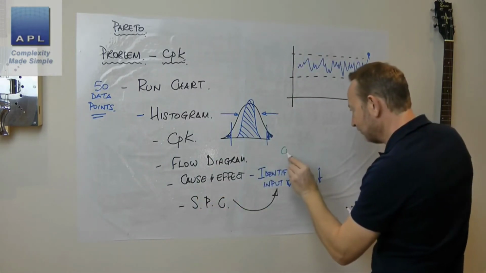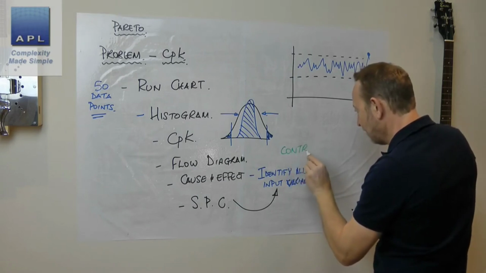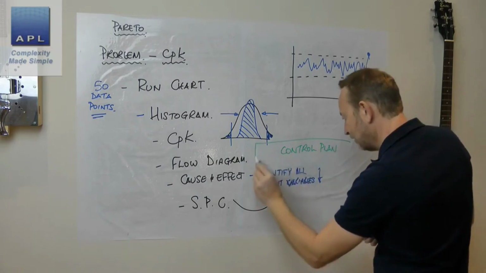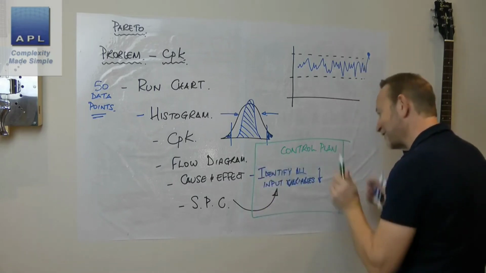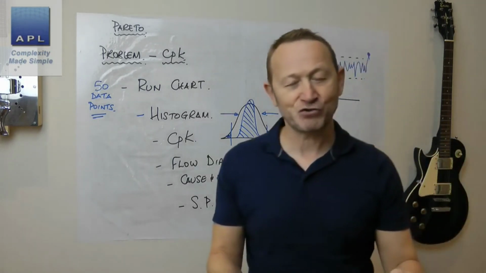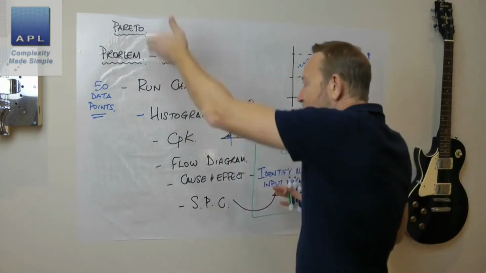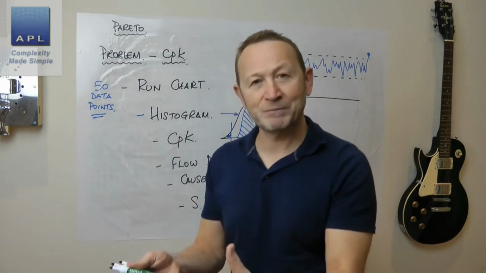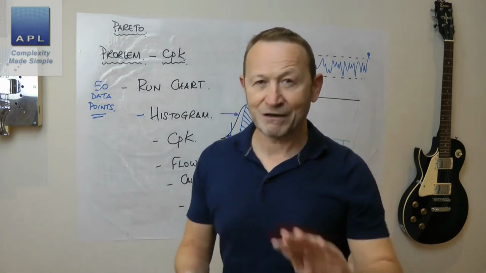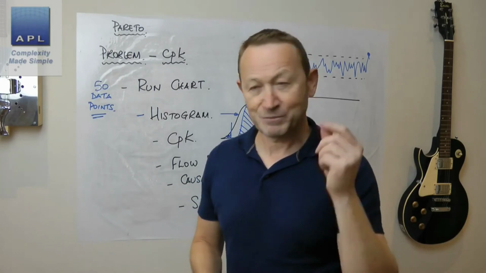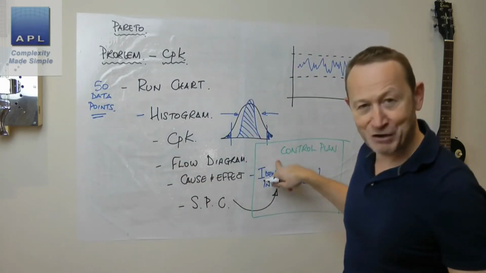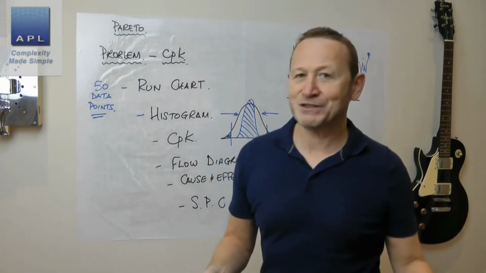You've created a control plan when you did the cause and effect diagram. By the way, you should have done all of this anyway at new product introduction. What you're doing here, by the way, is tidying up a mess that you created because you implemented a new product in a half-arsed way. But if you'd have done an FMEA properly in the first place, the FMEA would have generated the control plan. You wouldn't be doing this project.